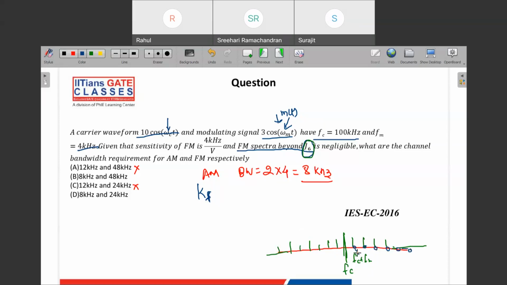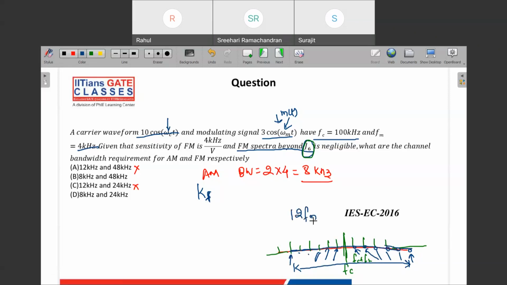So this is fc plus fm. So this will be fc plus 2fm, 3fm, 4fm, 5fm, and 6fm. Similarly, here it will be fc minus fm, 2fm, 3fm, 4, 5, and 6. So we just need to take care from here to here to calculate the bandwidth of the FM. So if you see, this width is fm, this width is fm, this width is fm. So if you calculate the entire width from here to here, it will be 12 fm.